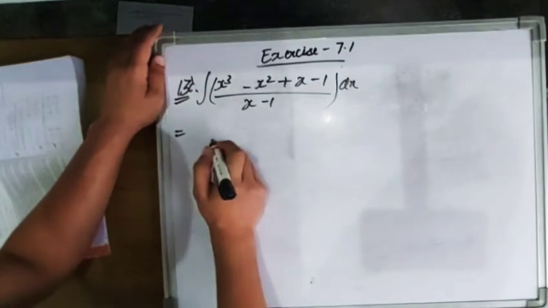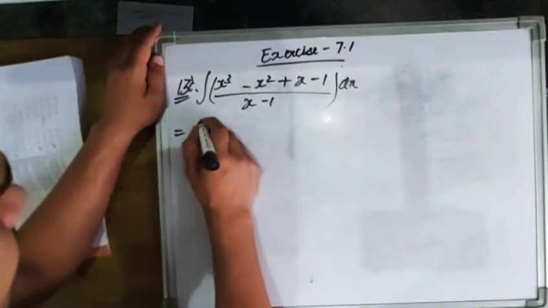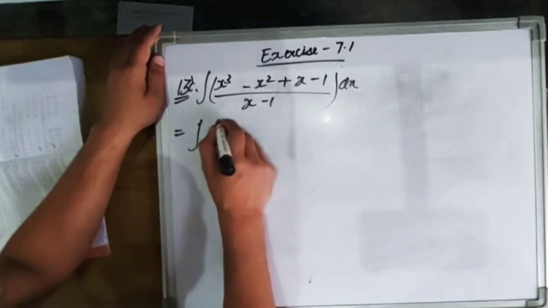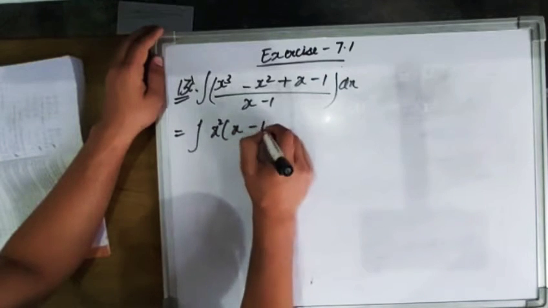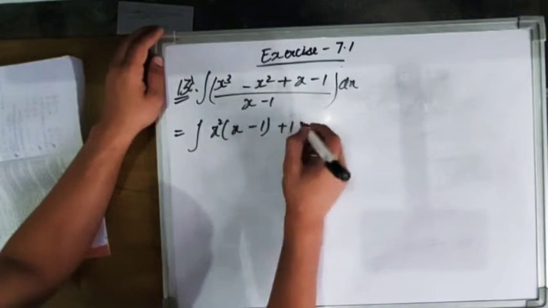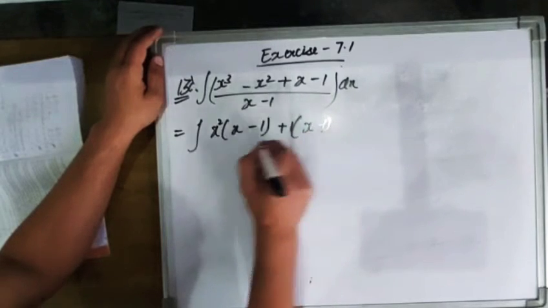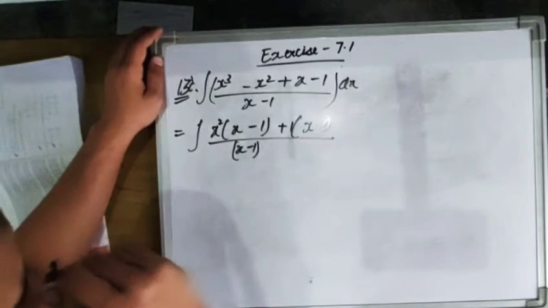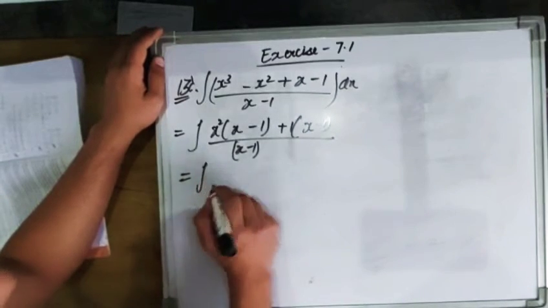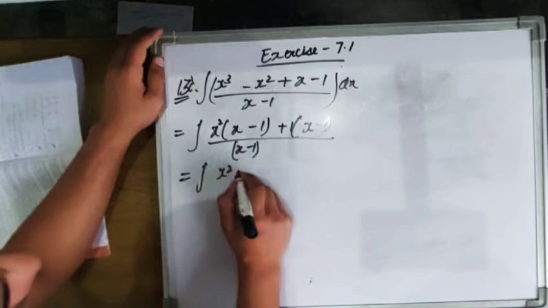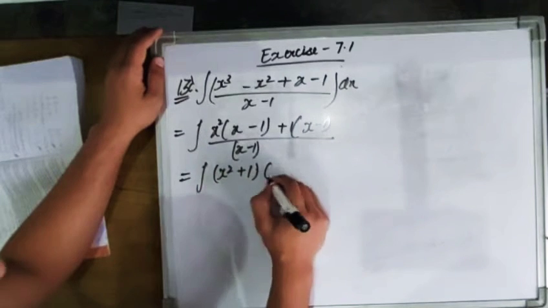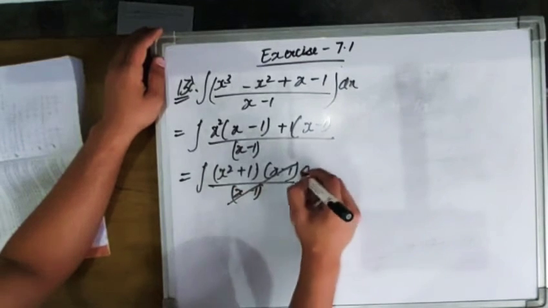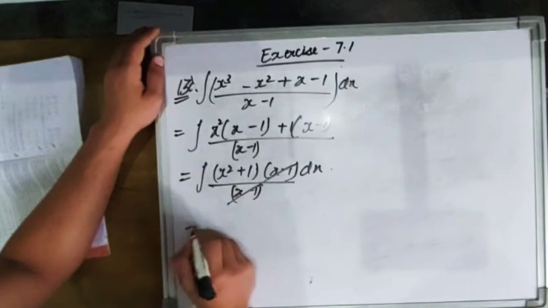So here we see that taking x square common, we have x minus 1 plus 1 and x minus 1. I'll solve this question in parts. We have x square plus 1 as one factor and x minus 1 as the other factor. Now this x minus 1 cancels with this and we are left with x square plus 1.